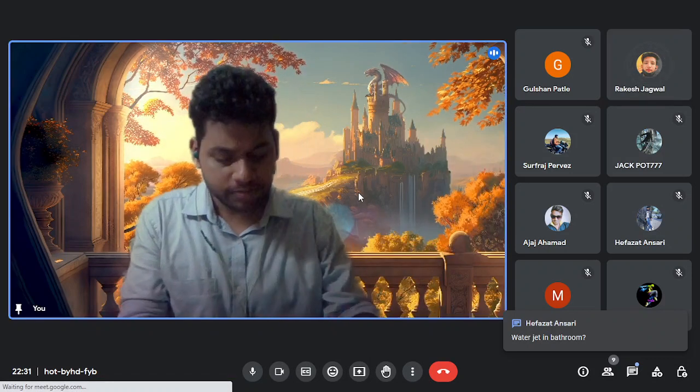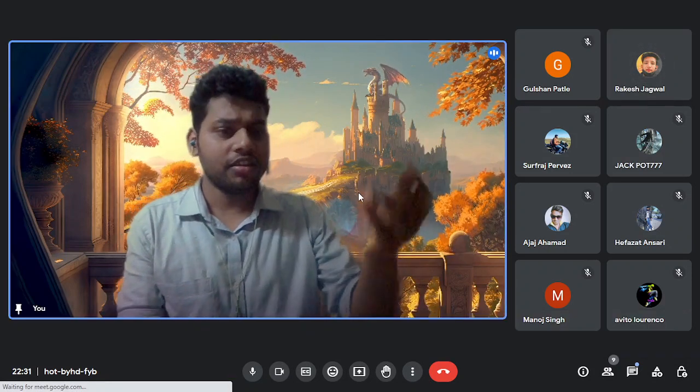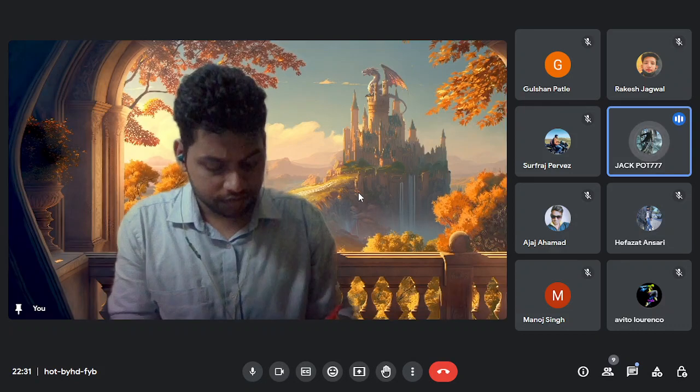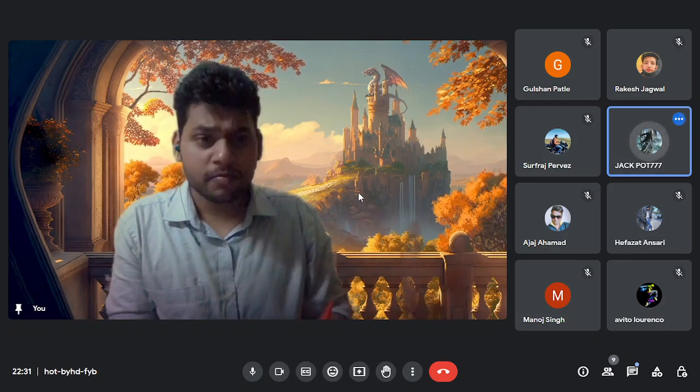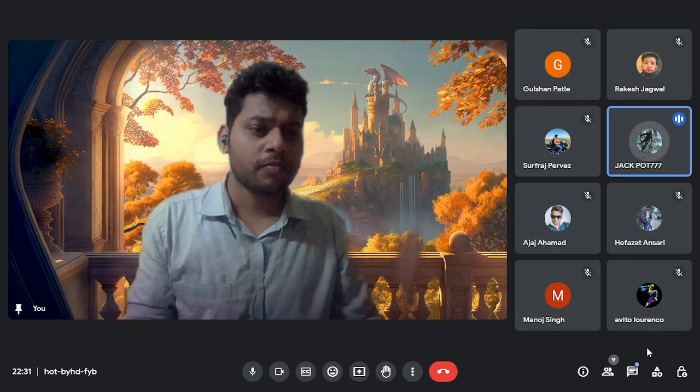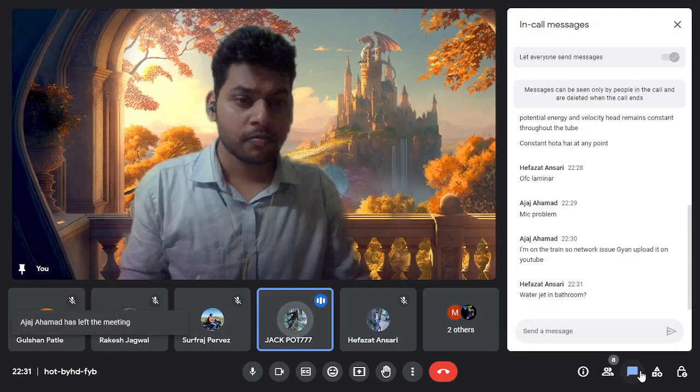What is the next question? What is the difference between mass and weight? Anyone? Mass is a constant and weight is mass into gravity. Weight can be varied at different places where the gravity changes.